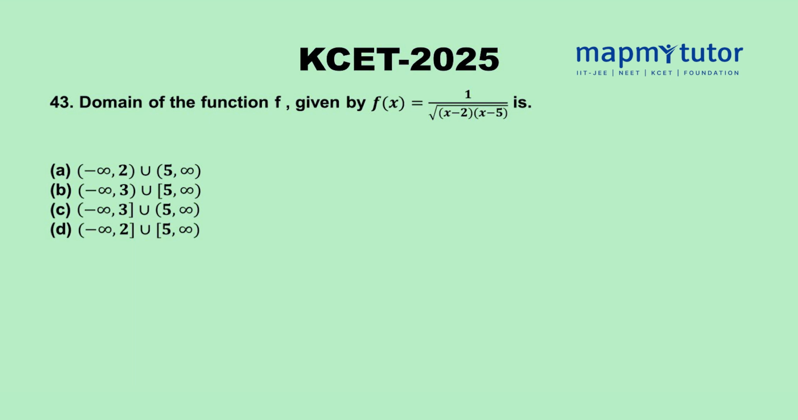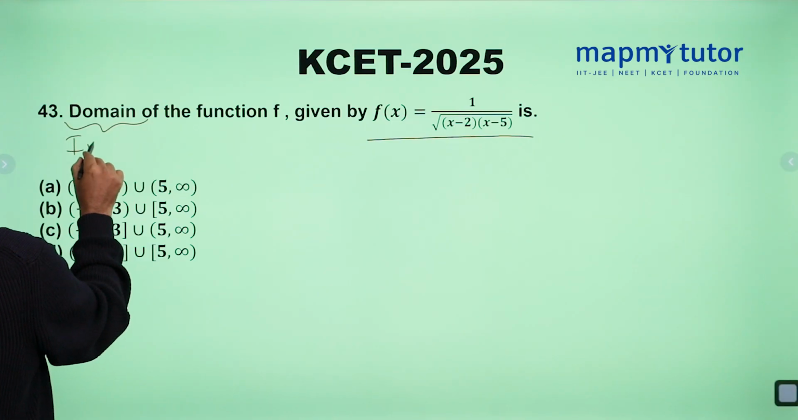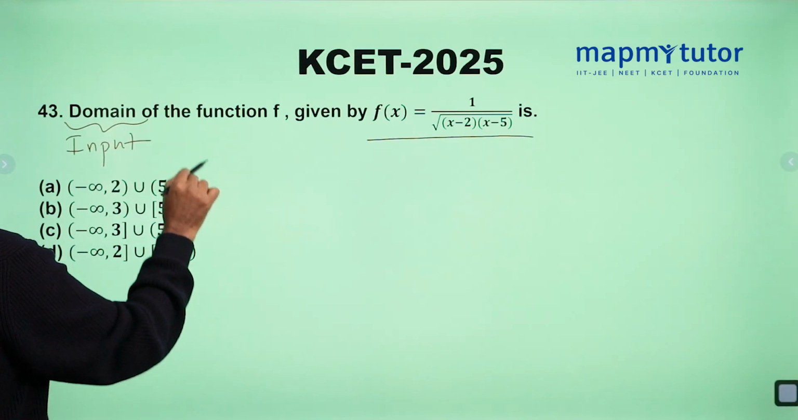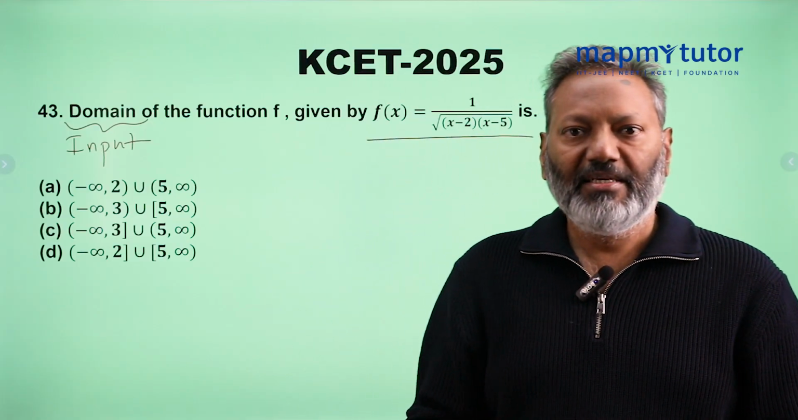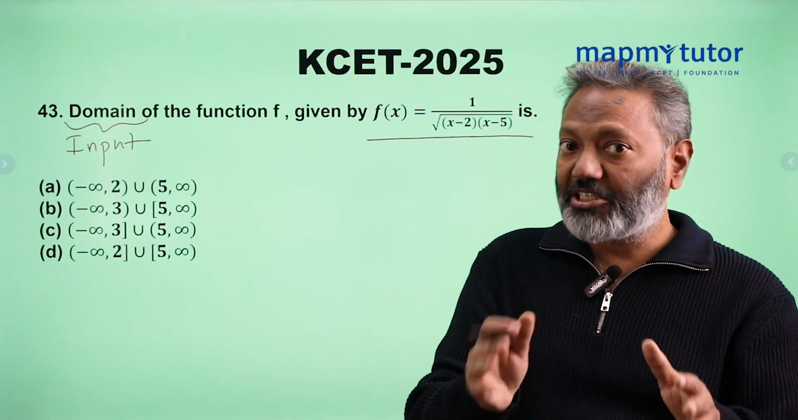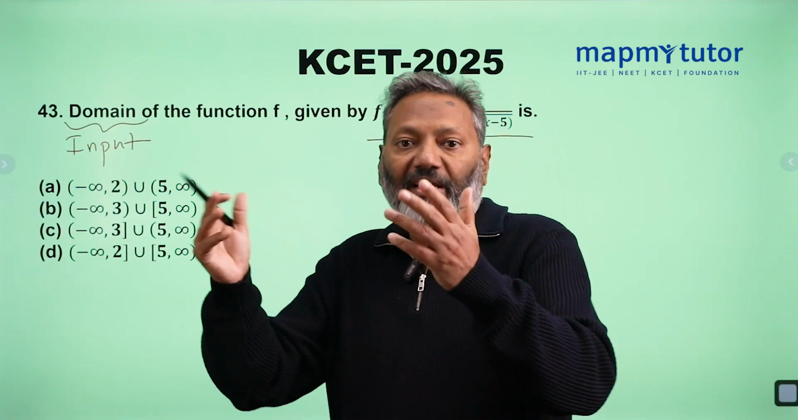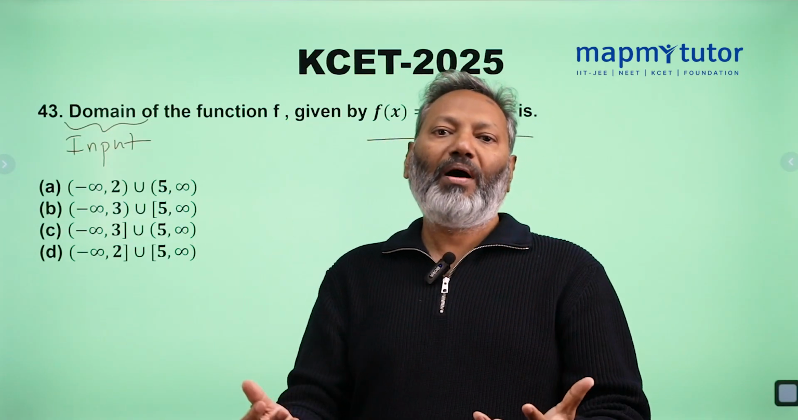Domain of the function f given by... you know, domain. Domain means what? Any function. Domain means input. Just consider it like that. Input means the values of x which we can give so that the function is real, defined. Then only that input is considered as the domain.